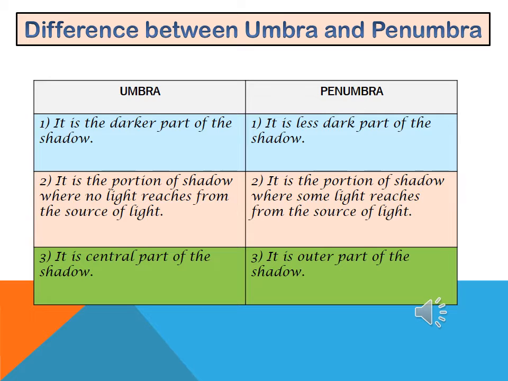Difference between umbra and penumbra. Umbra is the darker part of the shadow, whereas penumbra is the less dark part of the shadow. Umbra is the portion of shadow where no light reaches from the source of light, whereas penumbra is the portion of shadow where some light reaches from the source of light. Umbra is the central part of the shadow, whereas penumbra is the outer part of the shadow.